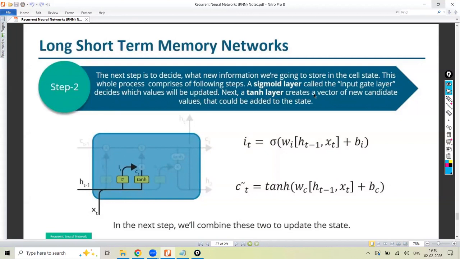The next step is a tanh layer that creates a vector of new candidate values that could be added to the state. To which state? The cell state. So now in the cell state, it is going to add the value.